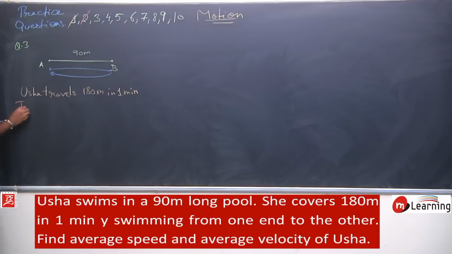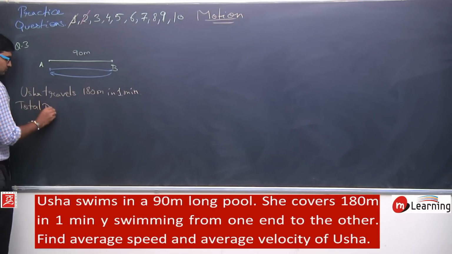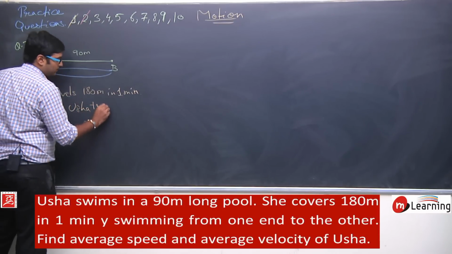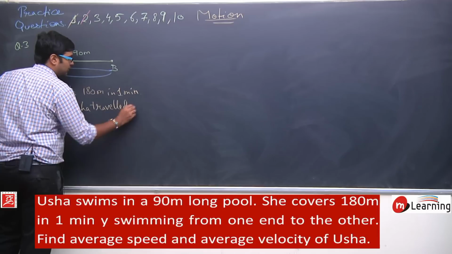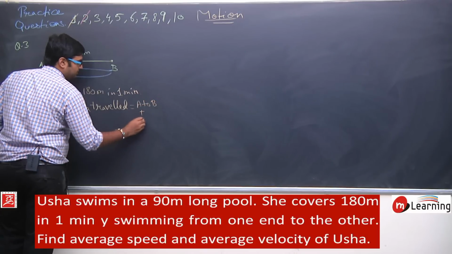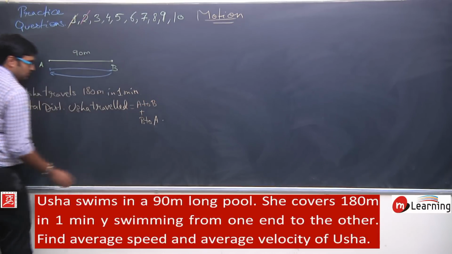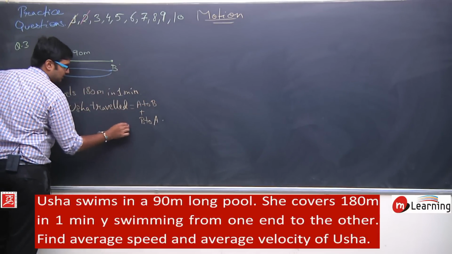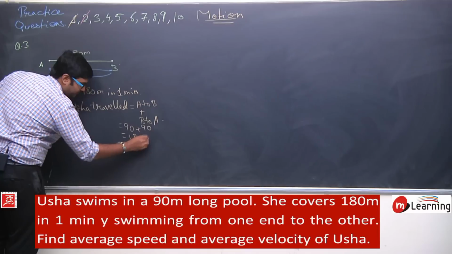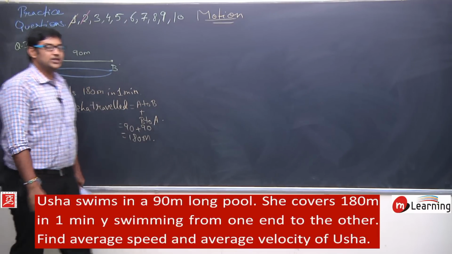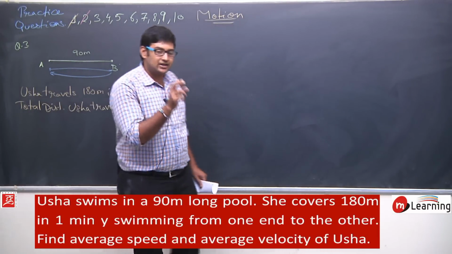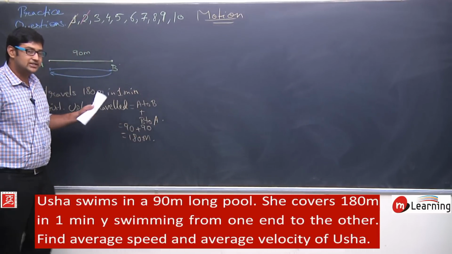So the total distance Usha travelled is from point A to B plus B to A. Point A to B is 90 and from point B to A is again 90, that is 180 meters. So Usha travels 180 meters total, and it is also given that she travels 180 meters in how much time?